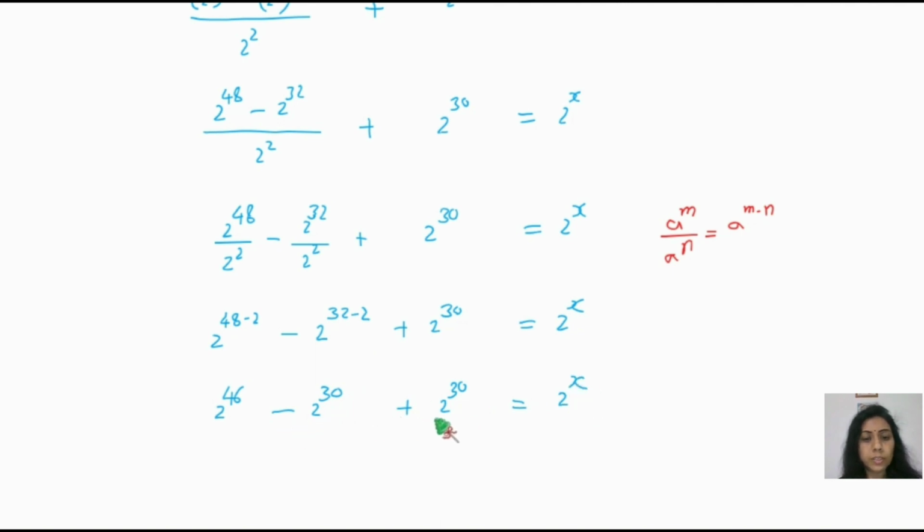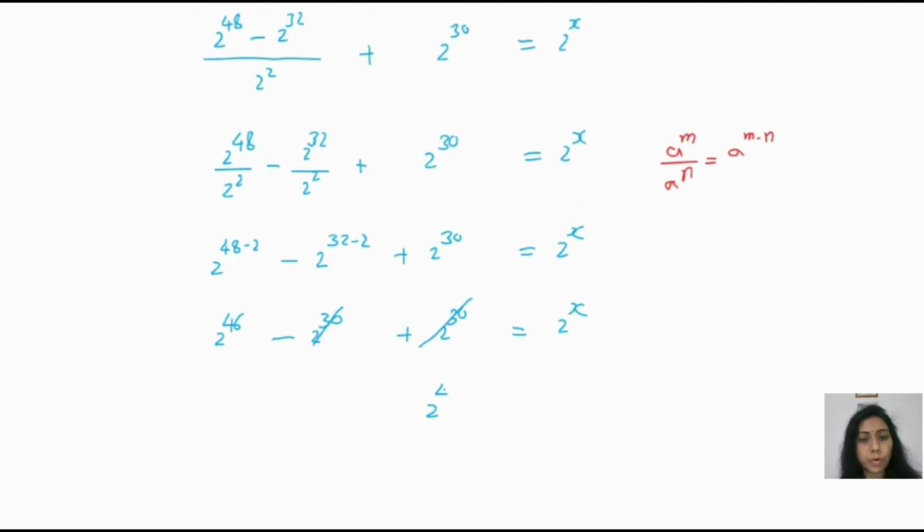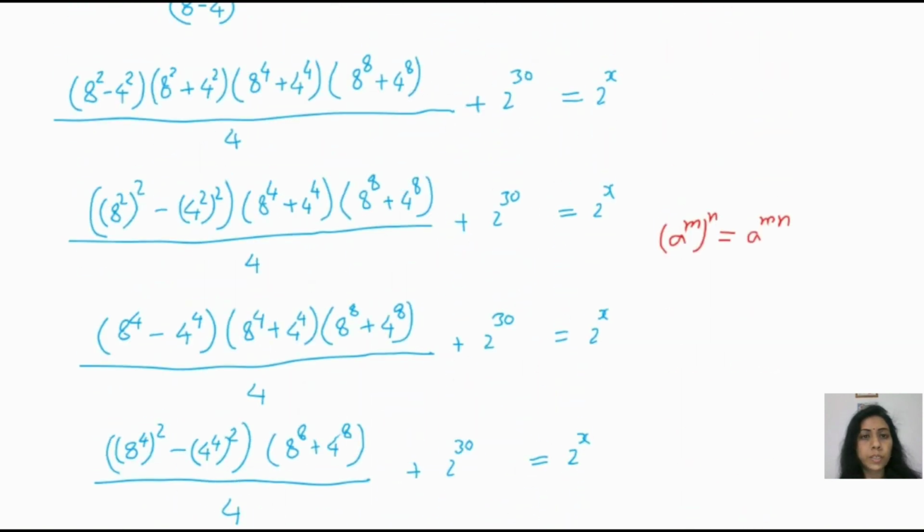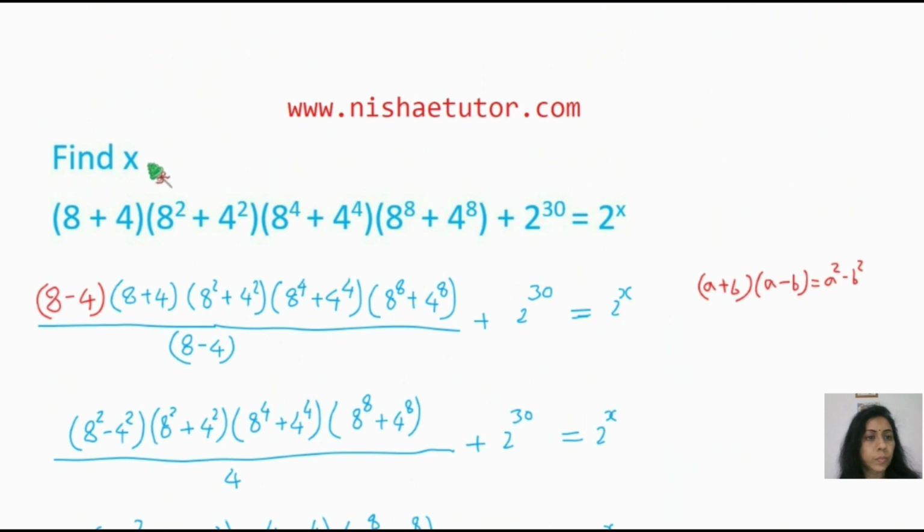And this is negative and this is positive, so they cancel out. We can write 2 to the power 46 equal 2 to the power x. Here the bases are the same, so the powers are equal: 46 equal x, or x is equal to 46. This is the answer. x is equal to 46. This is our answer. Very simple question, but it is a tricky question.